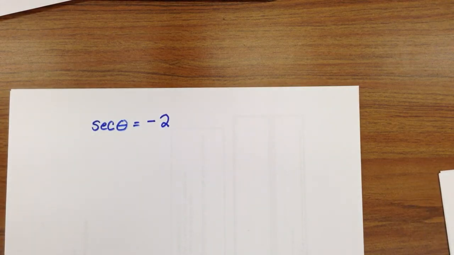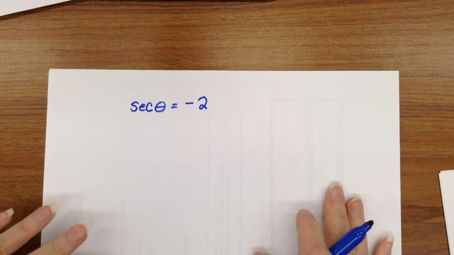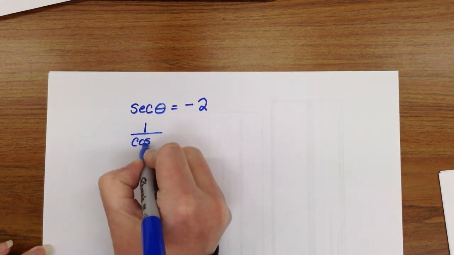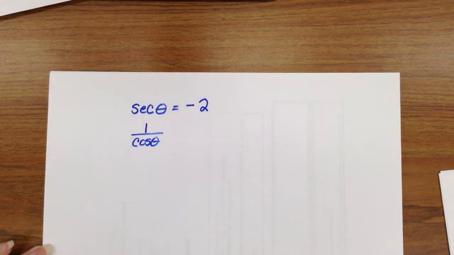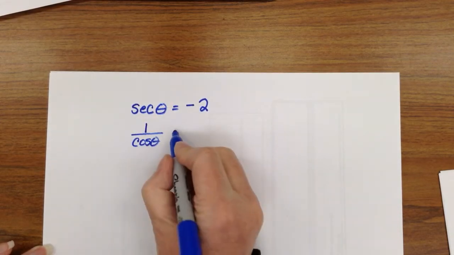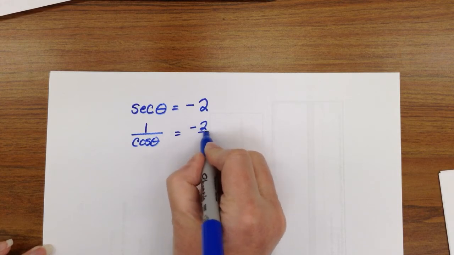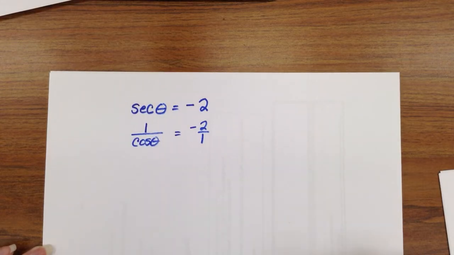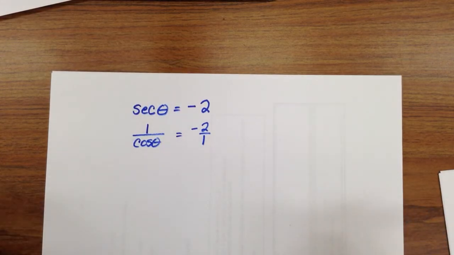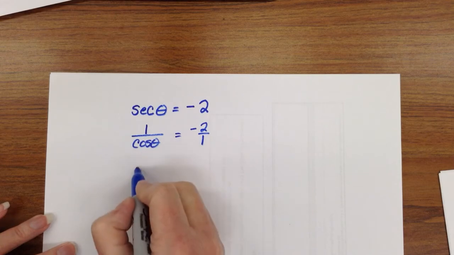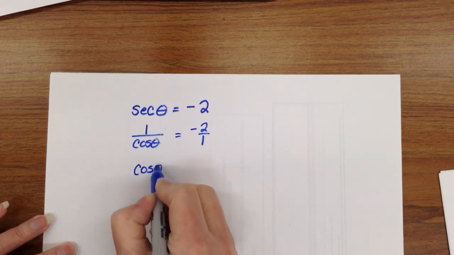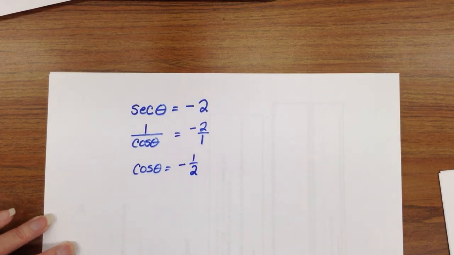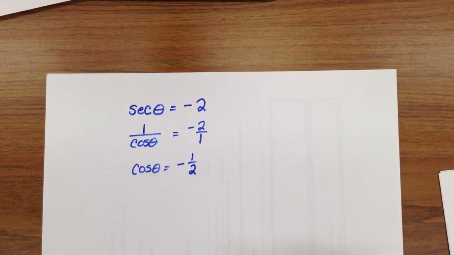What do you know about secant? I know secant, by definition, is the reciprocal of cosine. It's 1/cosine. And I really like to write everyone as a fraction, so I'm going to write that -2 as -2/1. I'm going to reciprocate both sides. You can do it the long way. You can cross multiply. I'm just going to flip. This becomes cosine over 1, and this becomes -1/2.